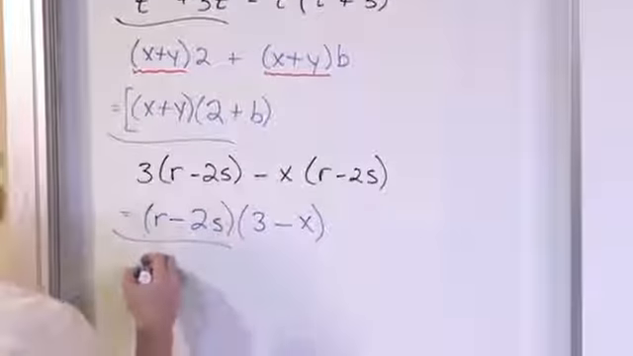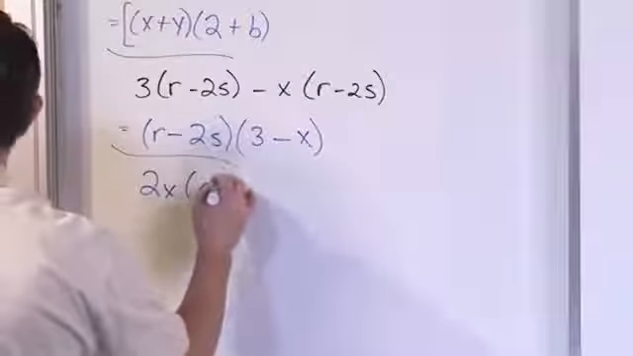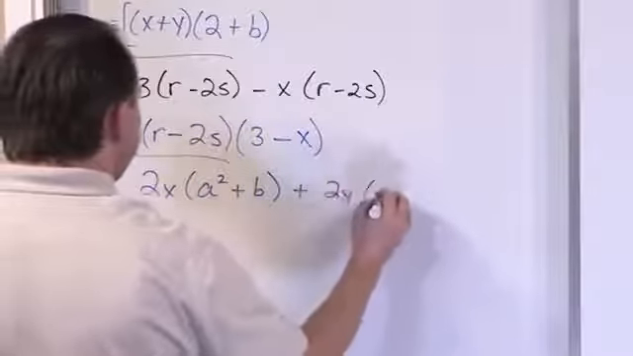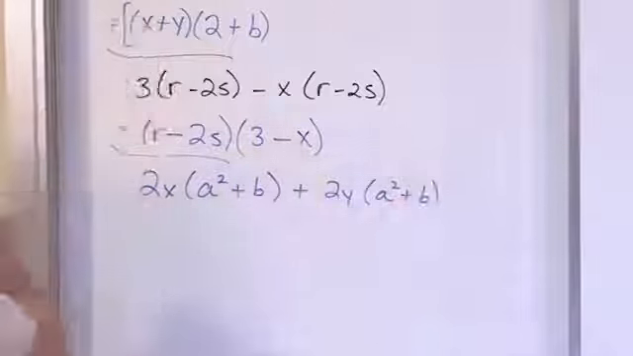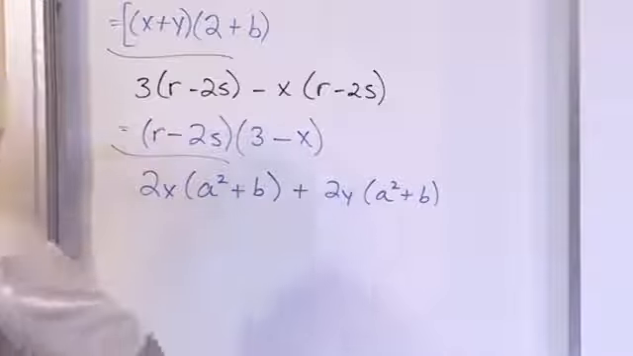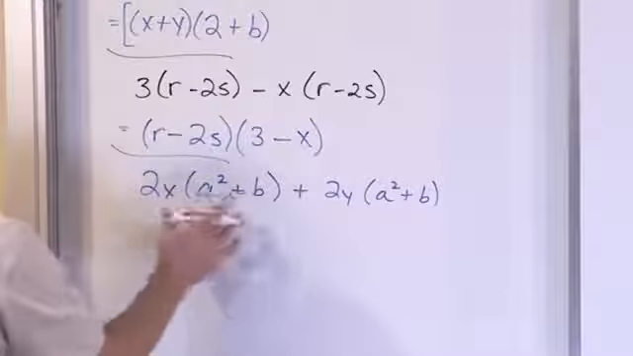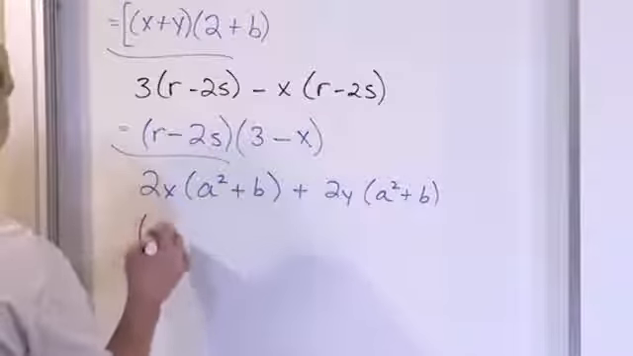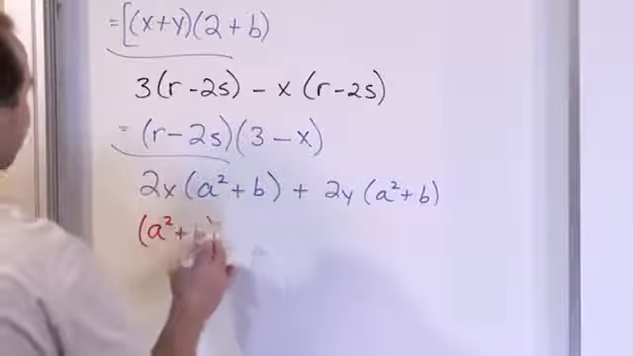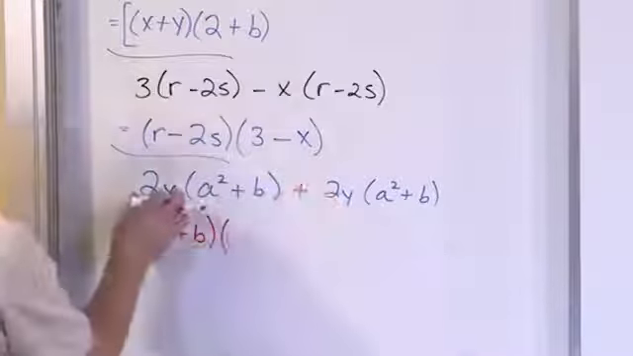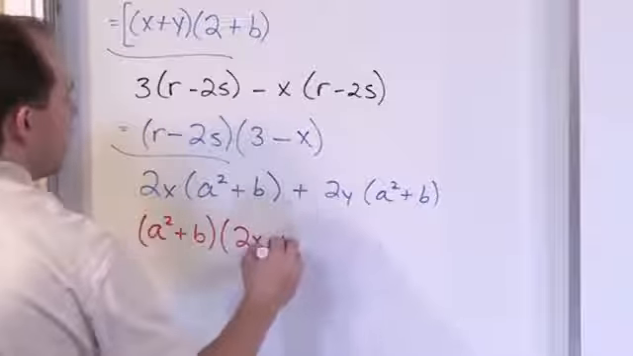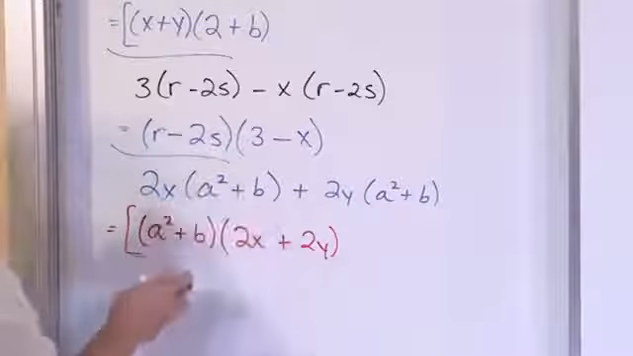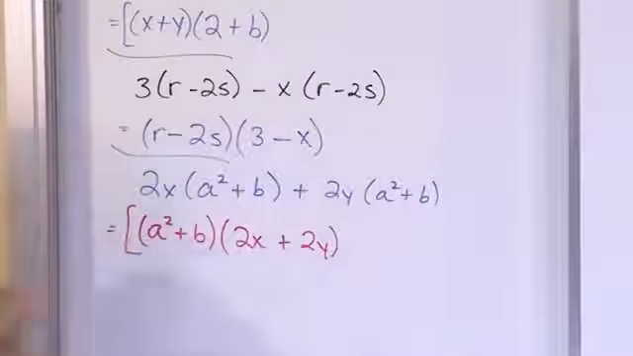Now what if you had 2x times a squared plus b, plus 2y times a squared plus b? Again, it's the same story, different verse. You can see that in this part of it you have a squared plus b, and you also have a squared plus b common to both. So you just pull the whole thing out, a squared plus b, open parentheses, and write down what's left over. I have a 2x left over here, and a 2y left over here, and that's the final answer, because if you back multiply, this multiplied gives me this, and this multiplied gives me this.